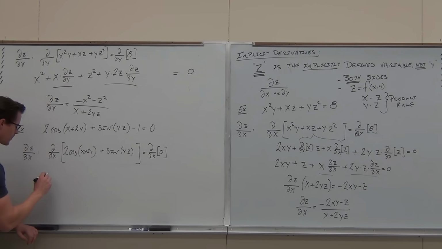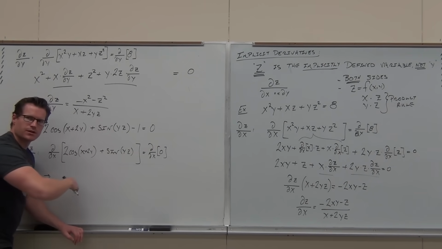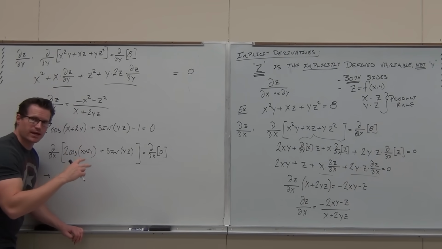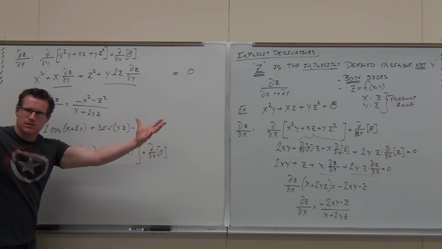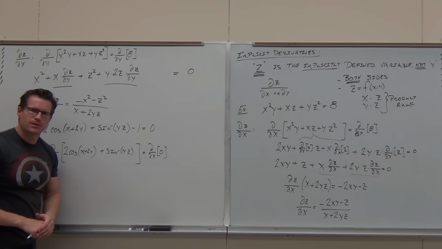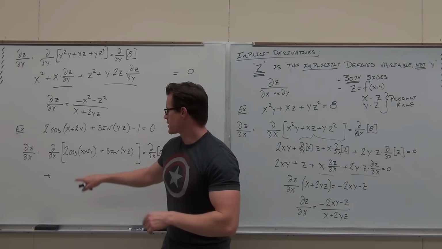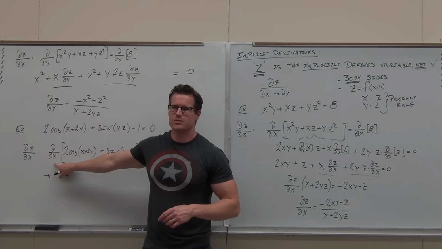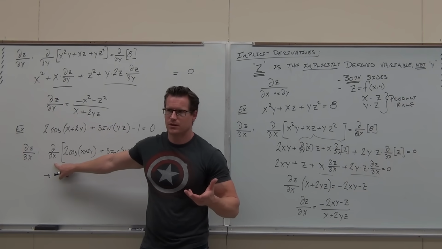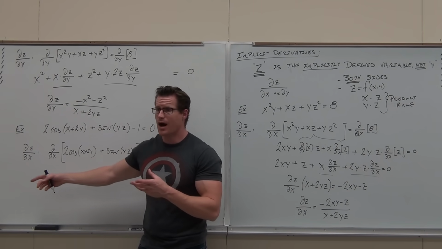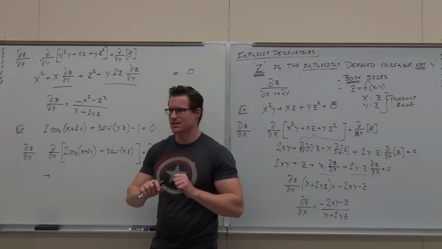Let's talk about that. Can you please tell me what my variable is here? My independent variable is x. What's my dependent variable? z. Let's get that straight. What's y? Constant. Good. So when I'm taking derivatives here, I'm looking for x's and z's. Y's are held constant. You guys get it?